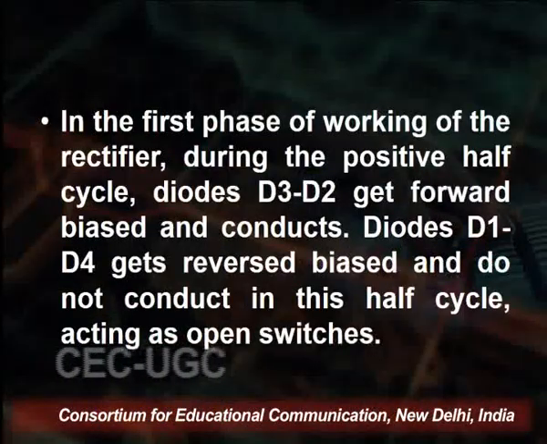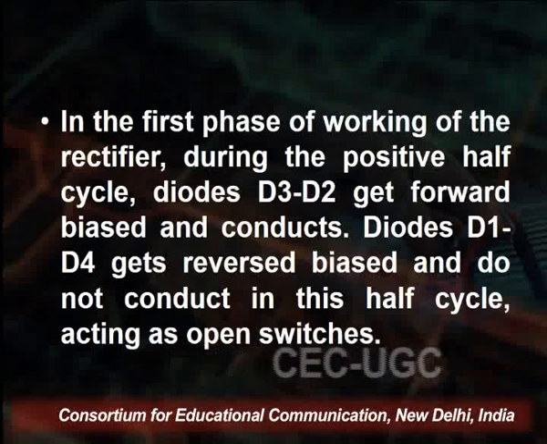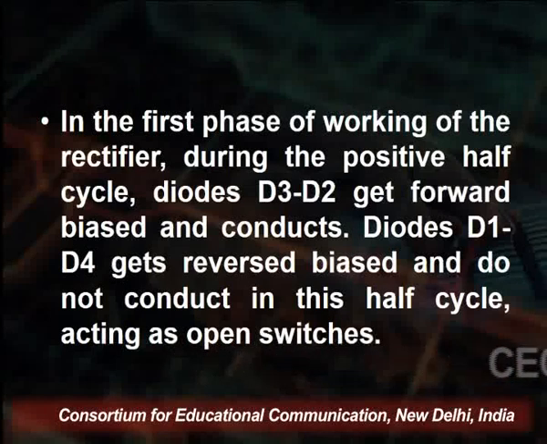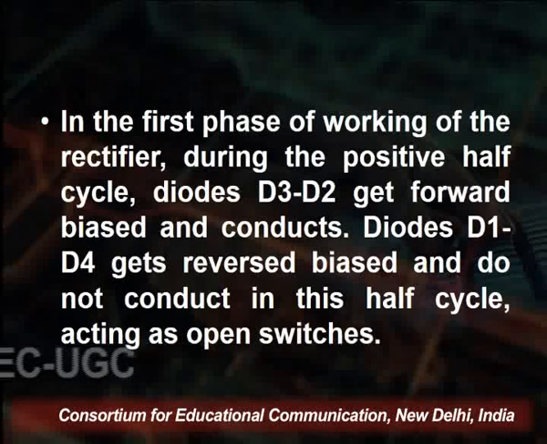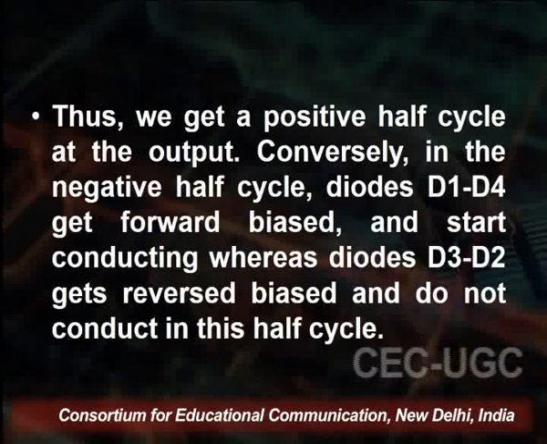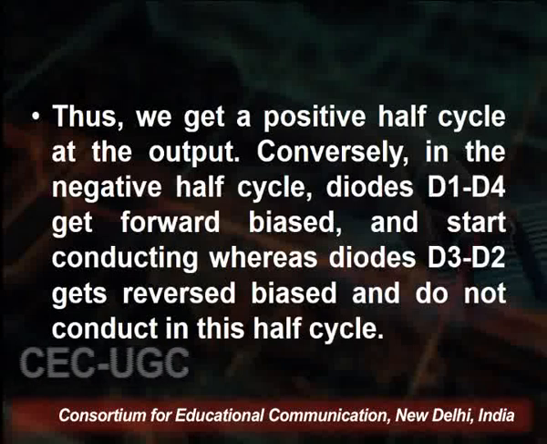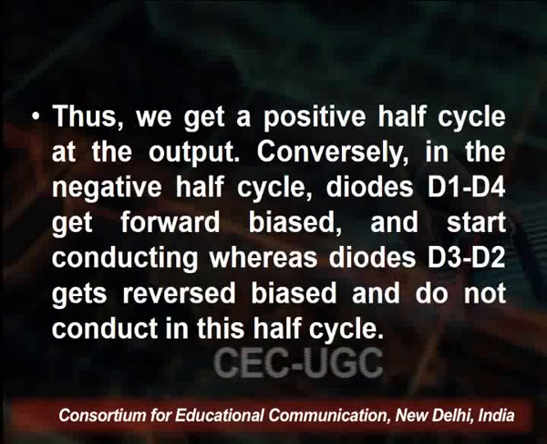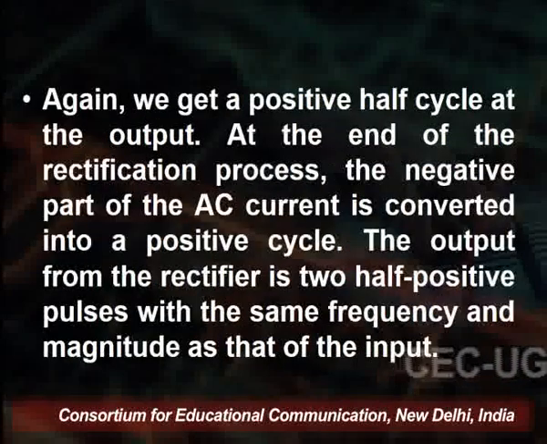In the first phase of the working of the rectifier, during the positive half cycle, diodes D2 and D3 get forward biased and conduct, while diodes D1 and D4 get reverse biased. We want one pair of diodes forward biased and the other pair reverse biased, and then we can get the output for both cycles. Thus we get the positive half cycle output. Conversely, in the negative half cycle, diodes D1 and D4 get forward biased and start conducting, whereas diodes D3 and D2 get reverse biased and do not conduct.